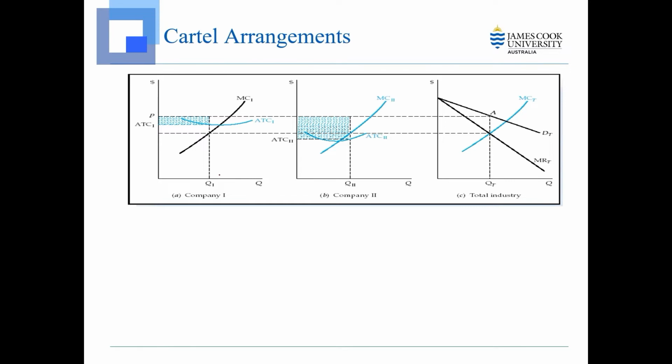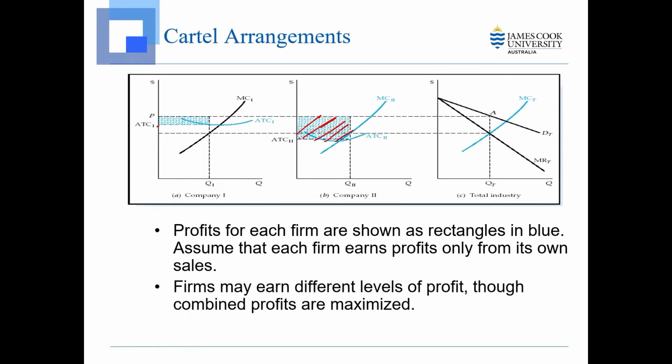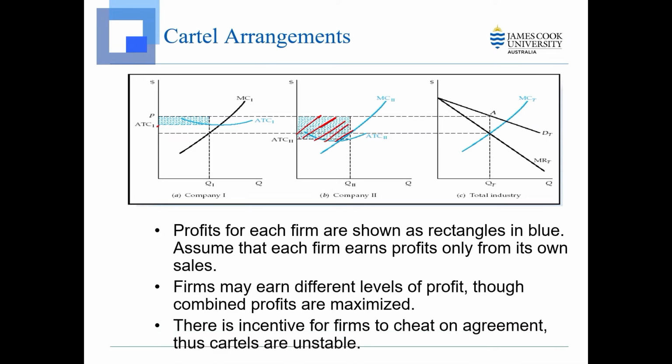You can work out the profit. Go from the quantity up to the average cost. So the total cost of production is this much. Total revenue is this big rectangle. The difference is the profit. Similarly, for firm 2, the difference is here. We can clearly see that firm 2 is making a larger profit than firm 1 because firm 2 is more efficient, with lower cost levels. So firms might earn different levels of profit, though combined profits are maximized.